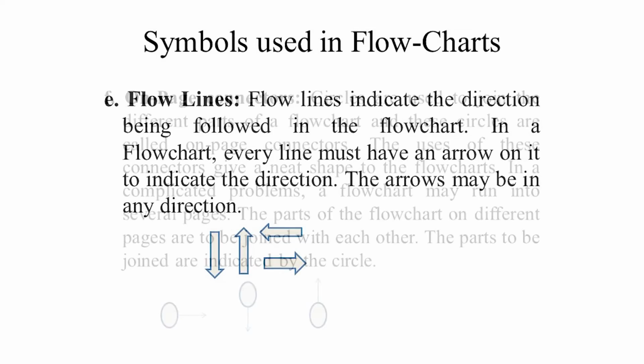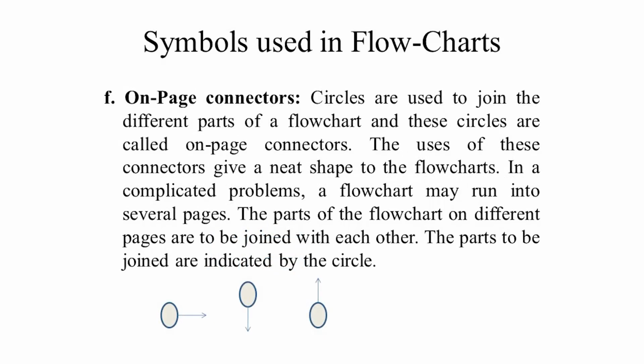The next symbol used is the on-page connectors. They are circles used to join the different parts of a flowchart, and these circles are called on-page connectors. The use of these connectors gives a neat shape to the flowchart. In a lengthy or complicated program, a flowchart may run into several pages, so the parts of the flowchart on different pages are to be joined with each other. The parts to be joined are indicated in the circle.